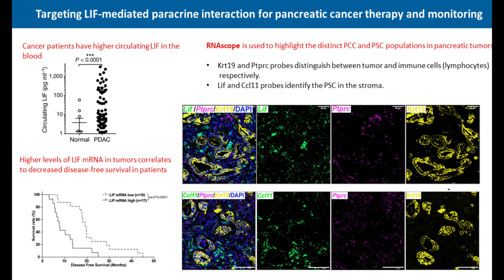They also went on to show that LIF is definitely a factor promoting pancreatic growth in this particular study, because they saw that circulating levels of LIF were significantly higher in cancer patients compared to normal samples. Similarly, they showed that there was a strong correlation between LIF mRNA and decreased disease-free survival.